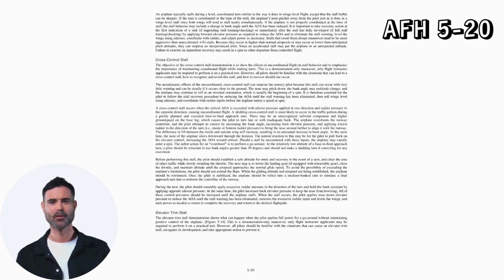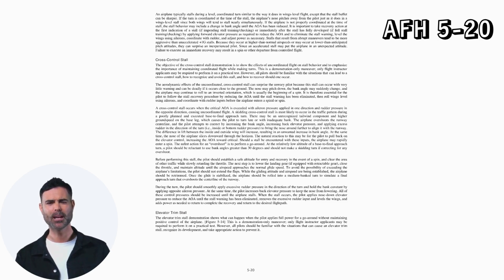An airplane typically stalls during a level, coordinated turn similar to the way it does in wings level flight, except that the stall buffet can be sharper. If the turn is coordinated at the time of the stall, the airplane's nose pitches away from the pilot just as it does in a wings level stall, since both wings will tend to stall nearly simultaneously. If the airplane is not properly coordinated at the time of stall, the stall behavior may include a change in bank angle until the AOA has been reduced.